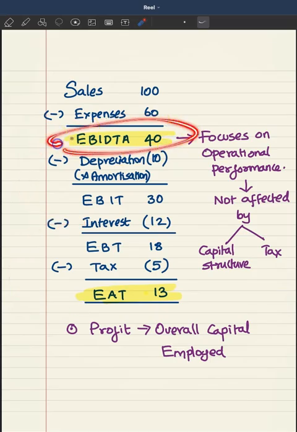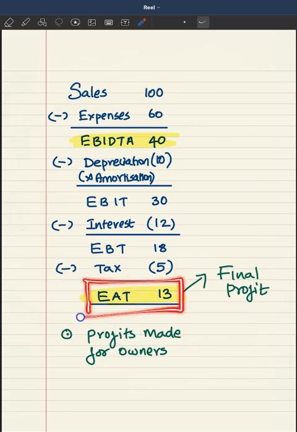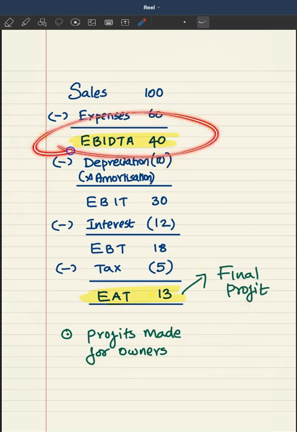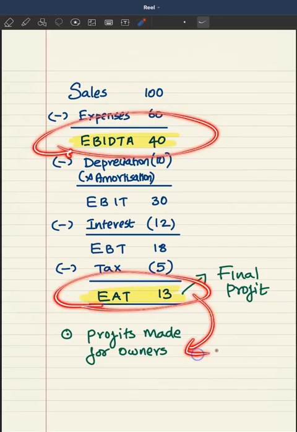Having discussed about this, now let's put our focus on net profit. Net profit is the final profit made by business, because this is the profit available after providing for all expenses, all taxes, interest. So this is the final profit, and we can say this is the profit made for the owners. So this is the overall profit available for all stakeholders, whereas this is the profit available exclusively for owners.